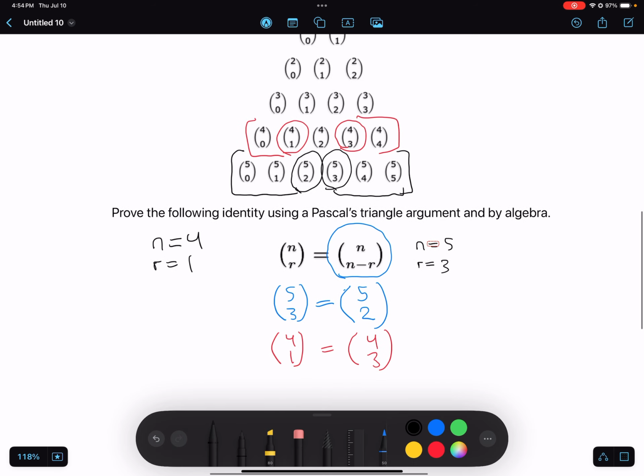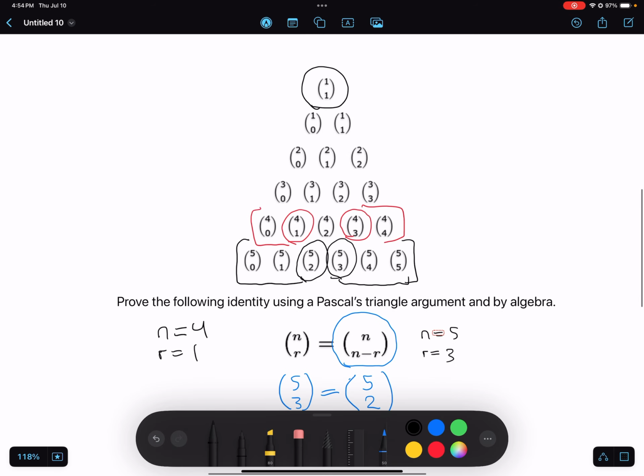So this means that since they're basically the same entry as far as the triangle is concerned, because they're symmetric and the same distance from the edge, it doesn't matter which side of the middle row you're on, whether farther to the left or farther to the right. It's going to be the same number of paths from the top to that entry.